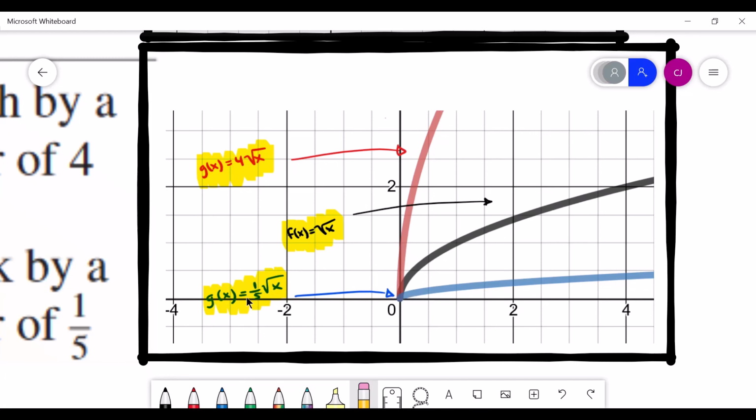In the second example, we have g of x is equal to 1 over 5 times the square root of x. Well, in this case, notice that our transformation is shrinking because it's moving towards the x-axis. So when it's moving away from the x-axis, we have a stretch. When it's moving towards the x-axis, we're going to have a shrink.